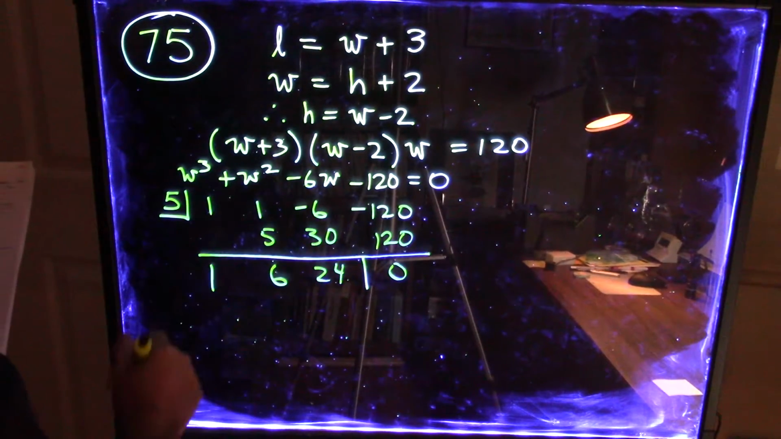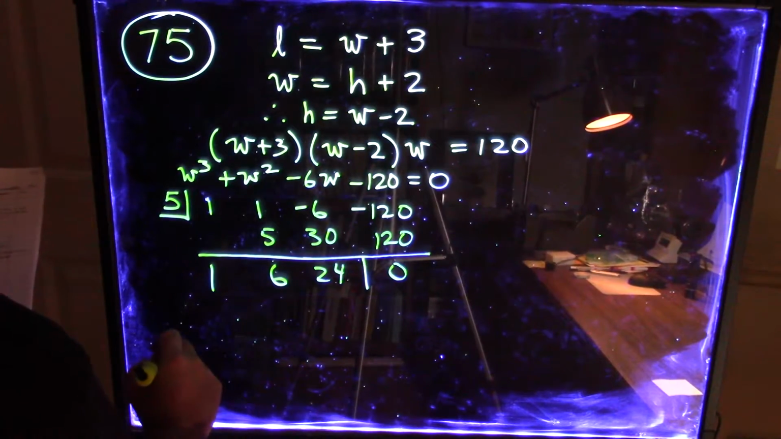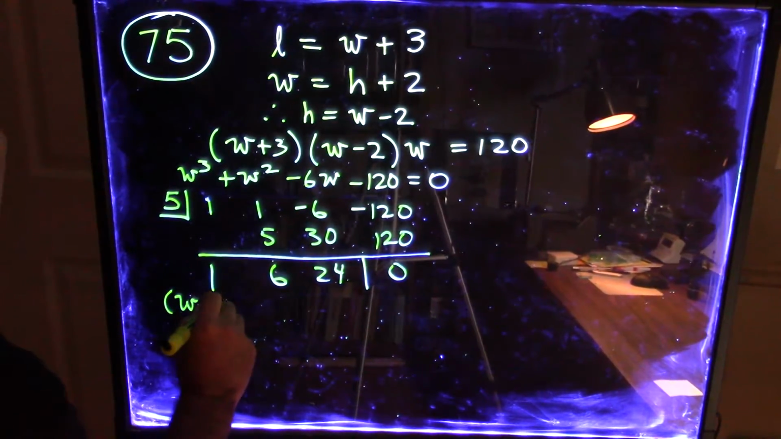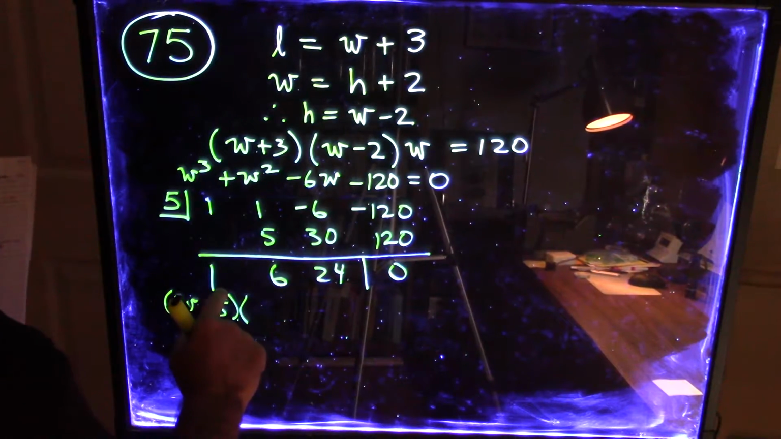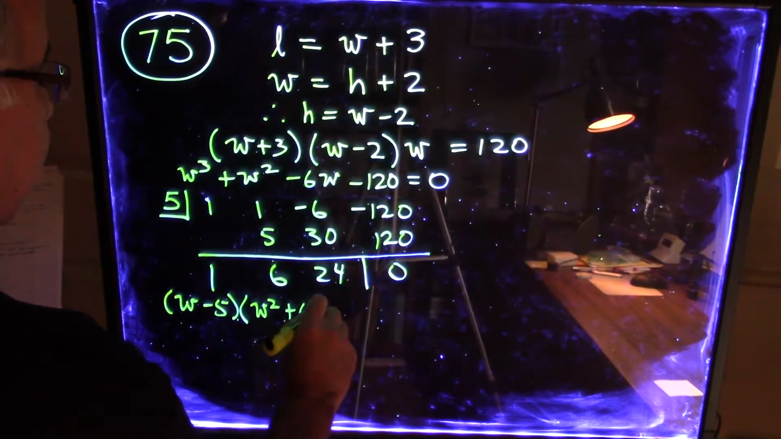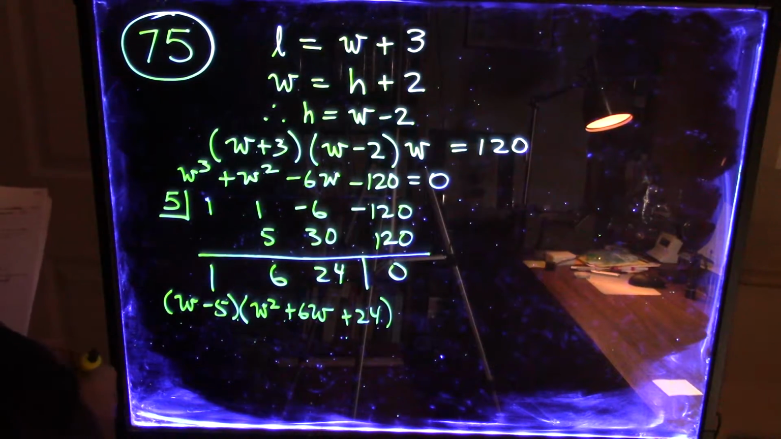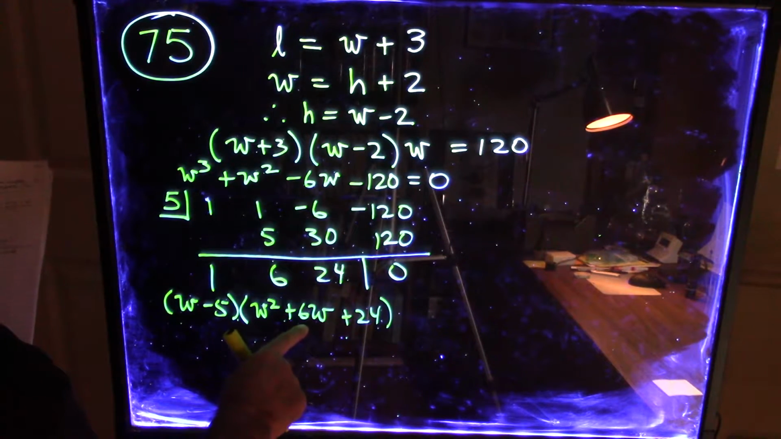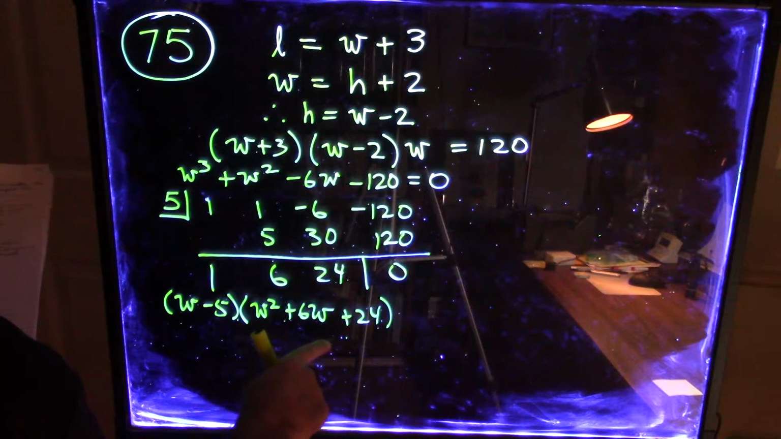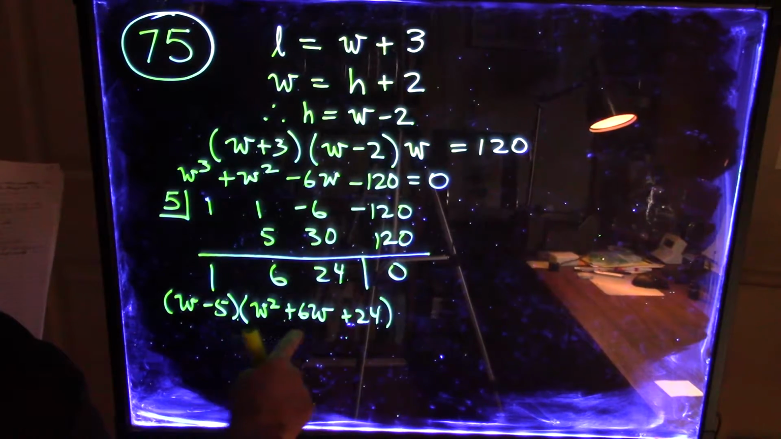So this polynomial, on the left side of this equation, is w minus 5. That comes from this. And then using this part, w squared plus 6w plus 24. Alright. Now, if you look at the discriminant of this quadratic, b squared minus 4ac, right? That's going to be less than 0. So there are no real roots to this quadratic right there.